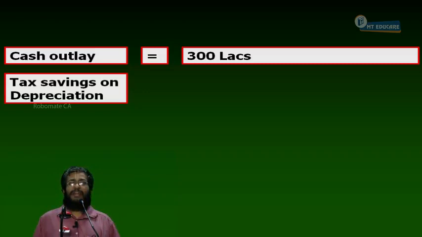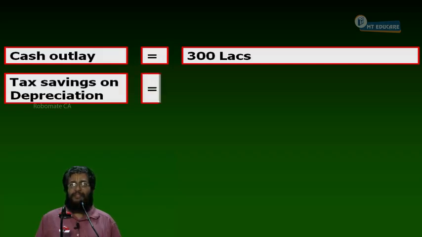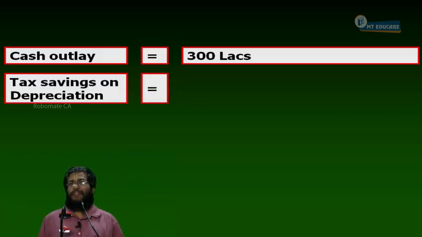Now, tell me, are we following the SLM or the WDV method? SLM. How many years? 3 years. Any residual value? No. That means the entire asset should be depreciated. So it is going to be 300 lakhs divided by 3. Write down 300 lakhs divided by 3. That gives you the depreciation. On that, how much tax am I saving? 35%. So 300 lakhs divided by 3 into 35%.